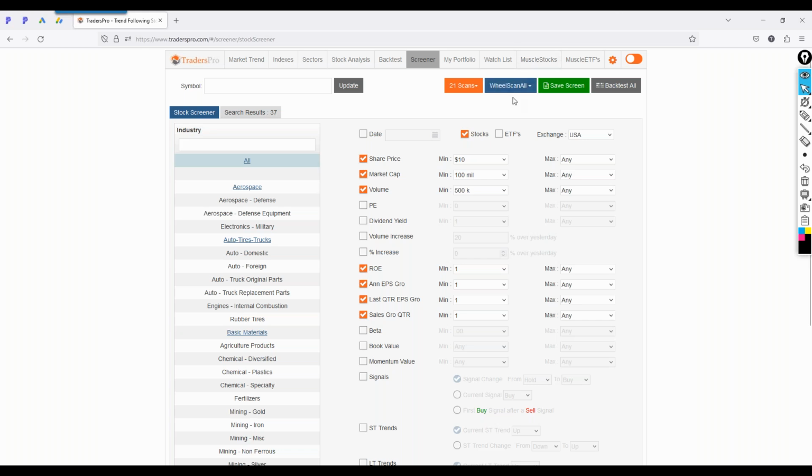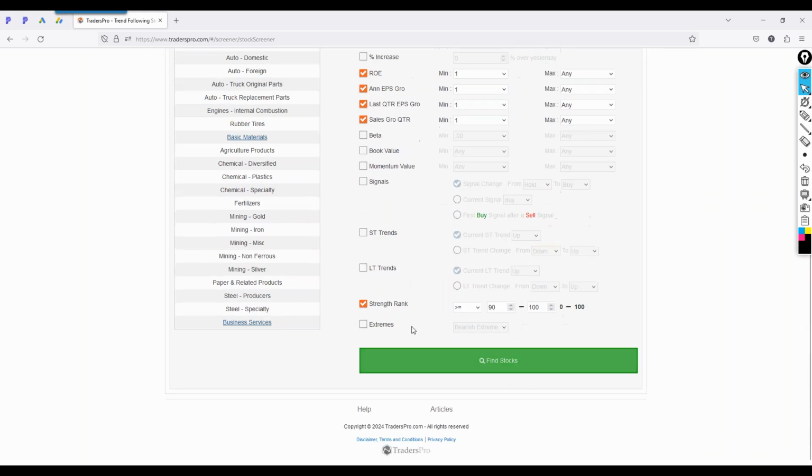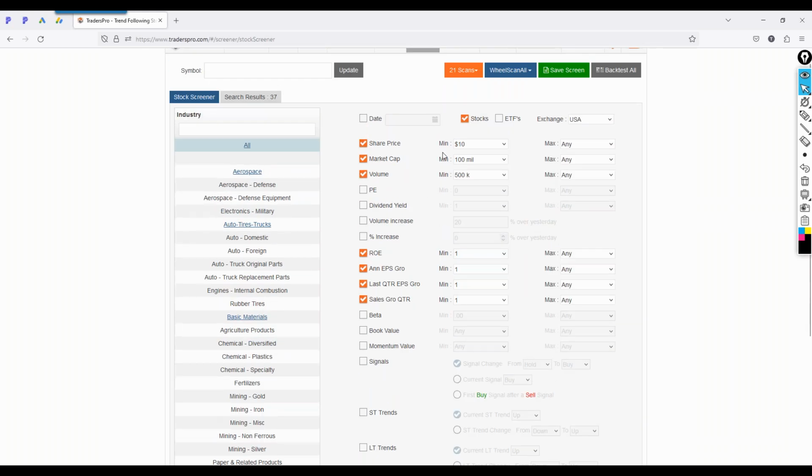but if you want to refine that just a little bit more, one thing you can do is create a scan that has no signal on it. It just has other criteria. In this case, I've got $10. I've got a market cap of 100 million, which is really small. Maybe we could go a lot higher. And average volume minimum of 500,000 shares.